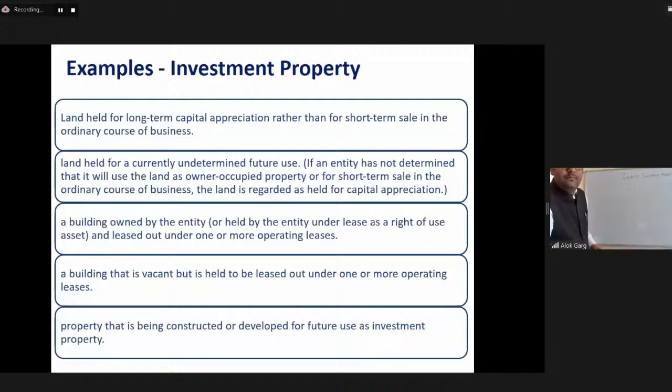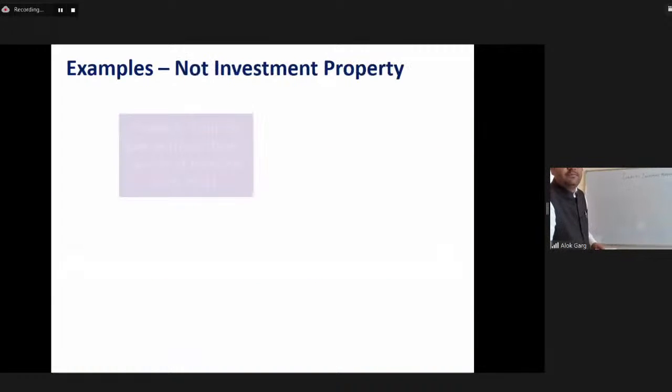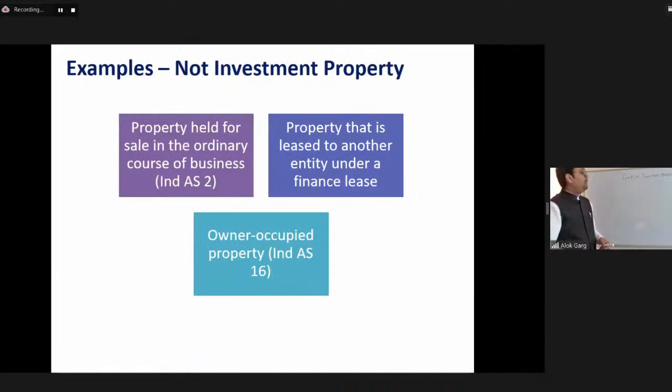What is not an investment property? Property held for sale in the ordinary course of business. I have told you, if a property is held for sale in the ordinary course of business, it will be treated as inventory, and it will be covered under Ind AS 2 Inventories. Second, owner occupied property. It is a property, plant and equipment.